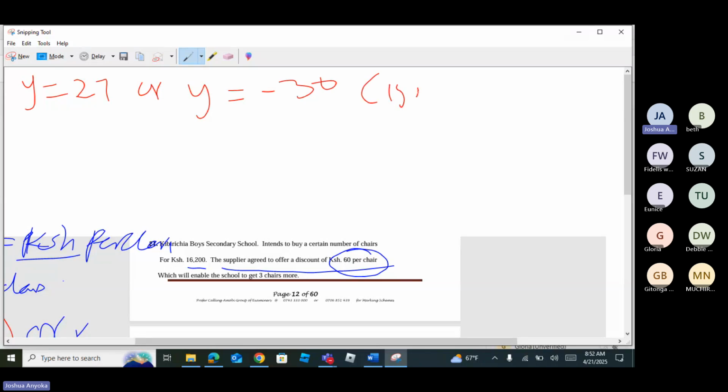We ignore this one. Why? Because the number of chairs cannot be negative. So we ignore this one. So the original number of chairs that were to be bought was 27.